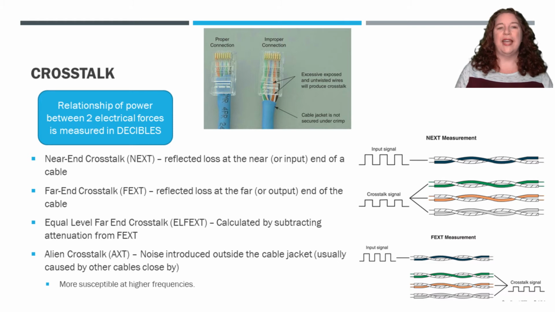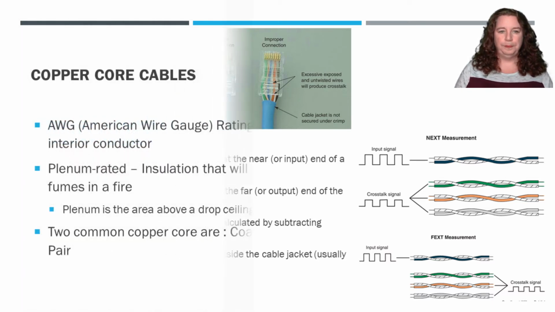The last one is what we call alien crosstalk, which has nothing to do with Roswell. Alien crosstalk is noise that's introduced outside of the jacket, usually if you have a second set of cables going close by. So if you have multiple Cat5 cables all in the same section and they're all right next to each other, if the crosstalk from the first cable is affecting the second, we would call that alien crosstalk, or AXT. So XT for crosstalk, and then we have our acronyms that go along with each of them. Alien crosstalk is much more susceptible at much higher frequencies. It's going to be affecting the cables a little bit more at that point.